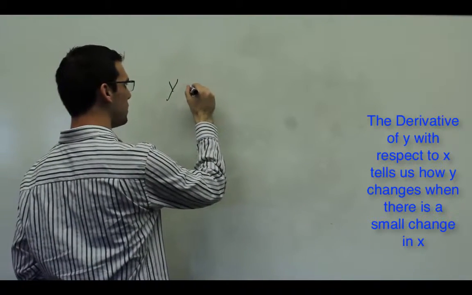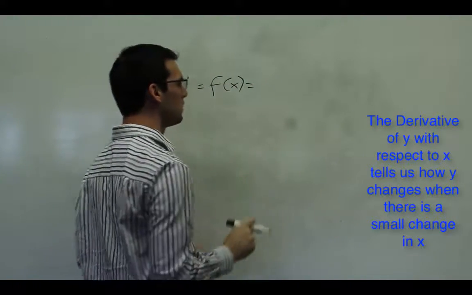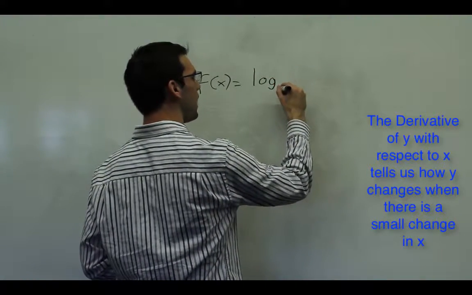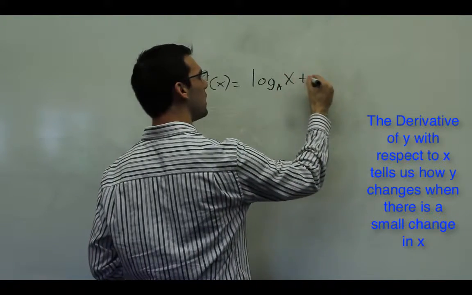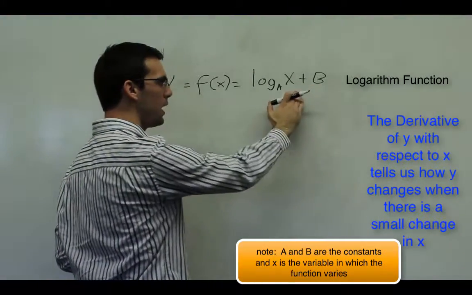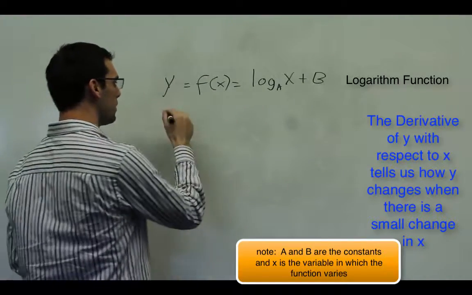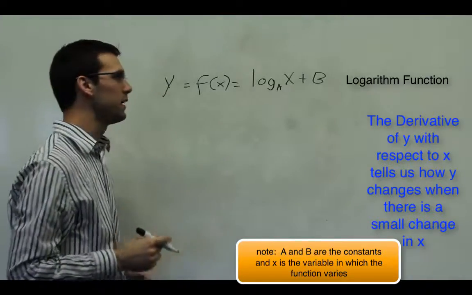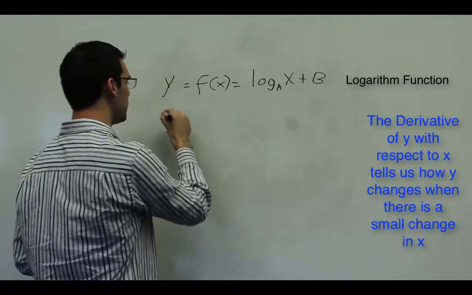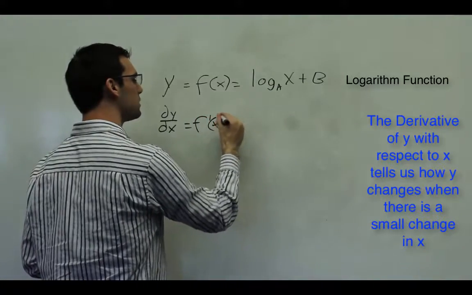Suppose that we have a function of x, and we'll go ahead and label it y. y equals f of x equals log base a of x plus b. So where a is a constant, b is a constant, and x is the variable upon which the function varies, right? Then if we take the derivative, which finds the effect of a small change in x on the overall function, we take the derivative of y with respect to x. We could also write that as f prime of x.